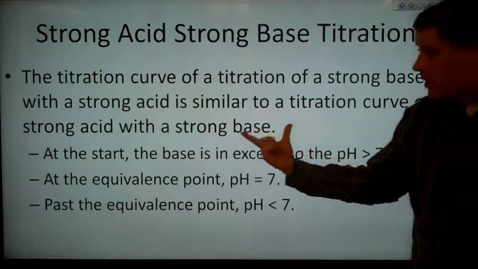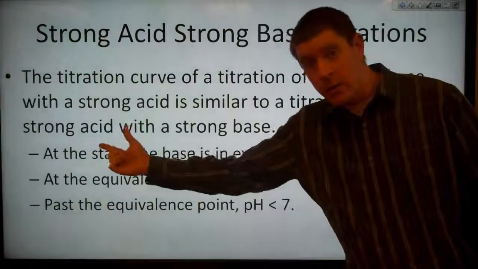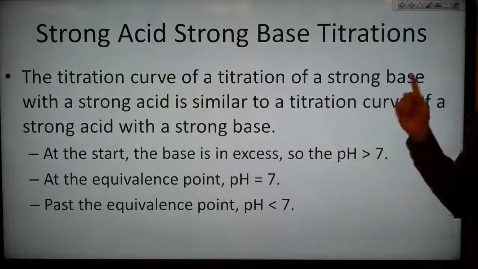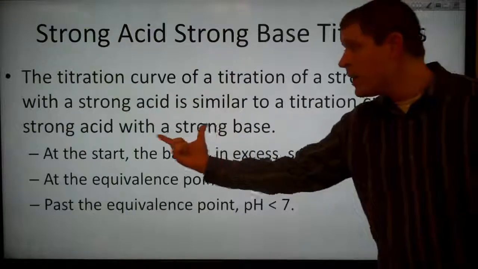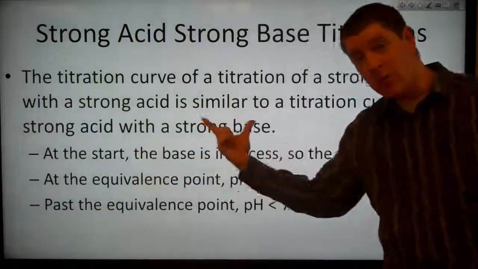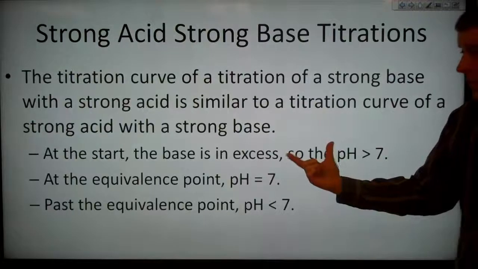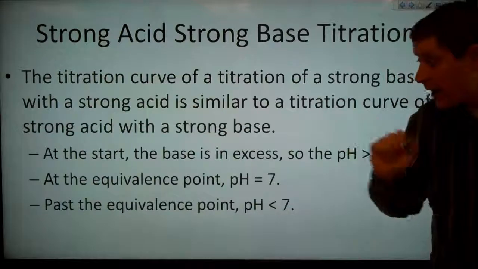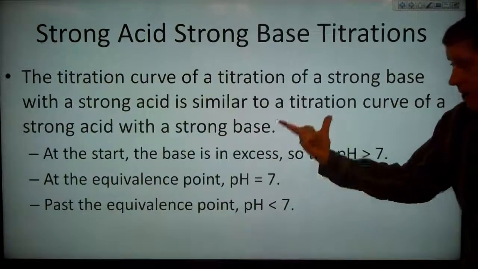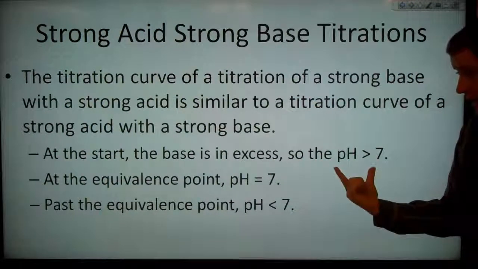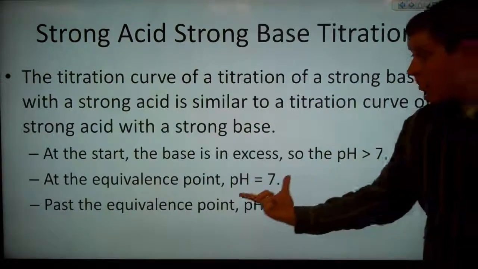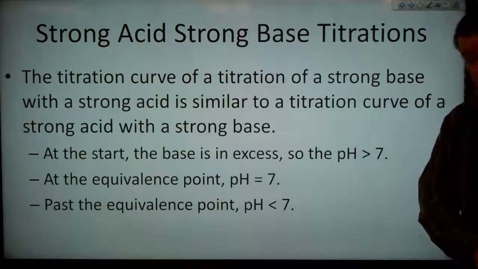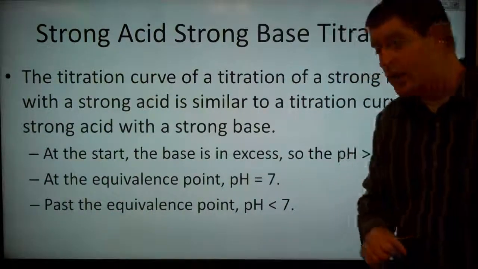If we have the titration of a strong acid, that means we're starting out with an acid, with a low pH, and we're titrating with a strong base, which means the pH is going to go up. Okay? So the images that I've shown you have been the titration of a strong acid with a strong base. In this case of titrating a strong base with a strong acid, the base at the start is in excess, so the pH is greater than 7. At the equivalence point, the pH is equal to 7, and past the equivalence point, the pH is less than 7 because now we have excess acid around.